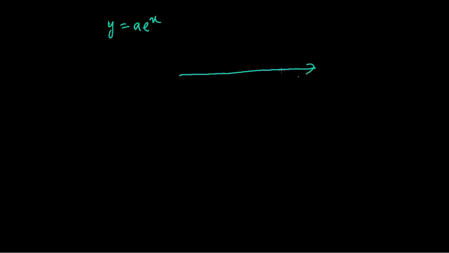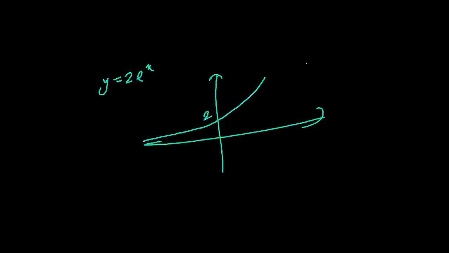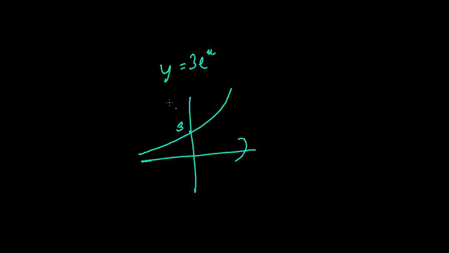In case of a coefficient being multiplied like this, y equals a times e to the power x, what happens? The picture passes through that number. That means previously it passed through 1, now it would pass through a. So when we have y equals 2e to the power x, it passes through 2. When we have y equals 3e to the power x, it passes through 3. And this is what happens. So it doesn't really matter if you have a coefficient in front of x, but if you have a coefficient in front of e to the power x, then it would pass through that number.